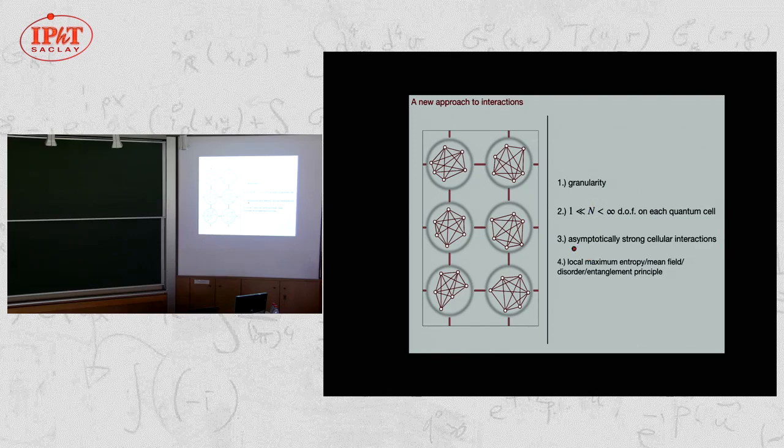Then you declare your blocks to be asymptotically strongly interacting by design. So that's an assumption of the approach, and the interactions to be maximally chaotic. And you see where you get.